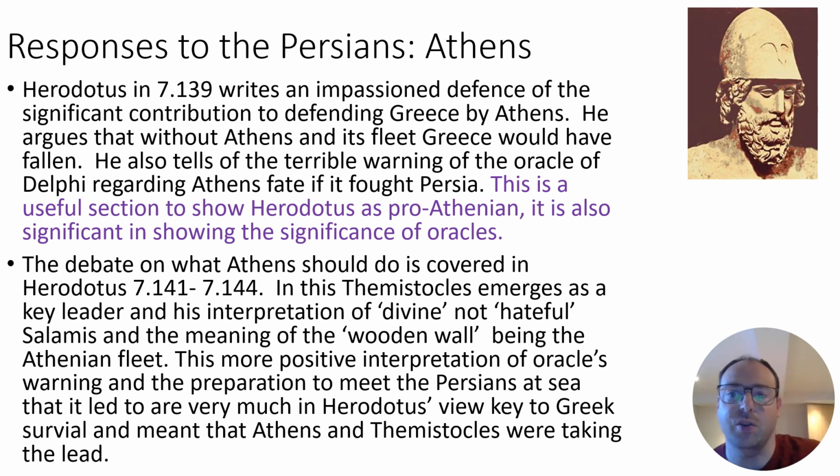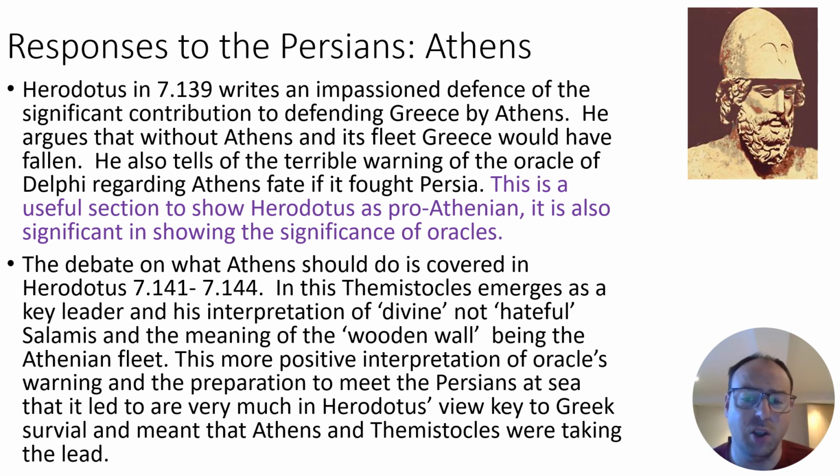So there was a debate in Athens of what they should do, particularly given the information from the oracle. This is covered in Herodotus 7.141 to 7.144. In this, Themistocles emerges as the key leader. He interprets the wording around Salamis as divine and not hateful, and obviously there will then be a great victory for the Athenians at Salamis over the Persians. And this talk of the wooden wall, he says, isn't that Athens should sit and defend and build a wall around itself. This is what it means here. This is the Athenian fleet.